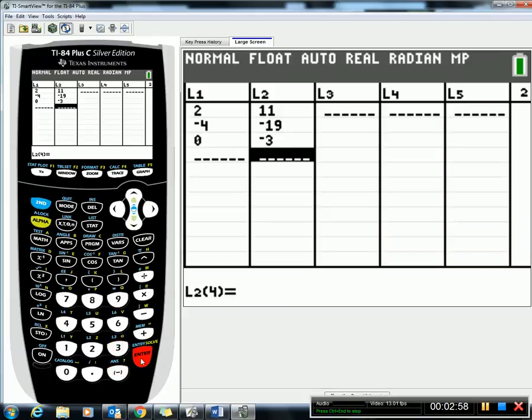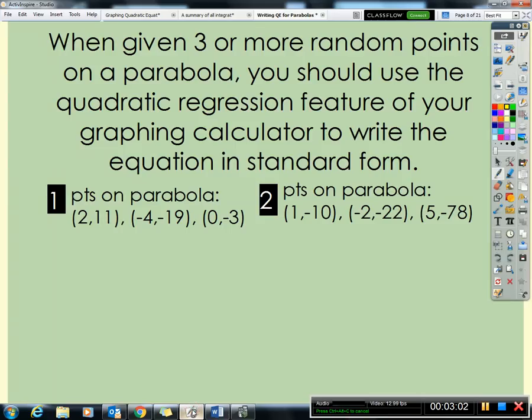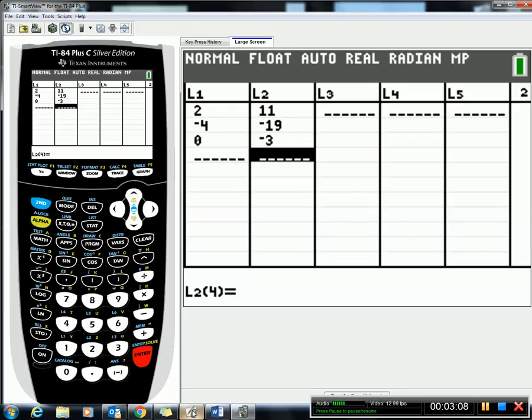2, 11, I'm going to double check. 2, 11, -4, -19, and 0, -3. So I've double checked that I've entered the correct points. Once you get the 3 points, and to do a quadratic, you have to have 3 points. You can't have fewer than that. 2 points won't be enough. So just like with a line, you needed 2 points. With a quadratic, you'll need 3 points.